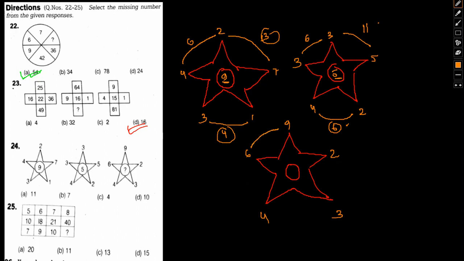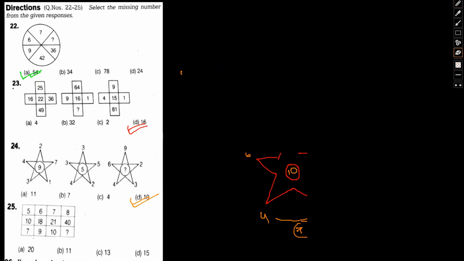So 6 plus 9 is 15. And 15 plus 2 would give us 17. 4 plus 3 is 7. So 17 minus 7 would simply give us 10. So option D is our answer. I hope the approach we have taken towards solving this is clear.